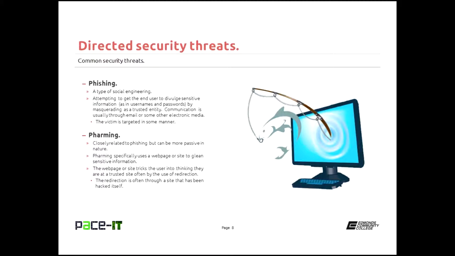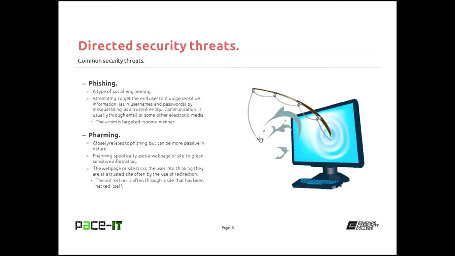Now, let's talk about phishing. Phishing is a type of social engineering. It's attempting to get the end user to divulge sensitive information, as always, by masquerading as a trusted entity. I'm pretty sure all of you have received a phishing email about some banker in England or in Nigeria who has a bank account, and they'd love to transfer you some money. That is a phishing attempt. Now, phishing tends to be that they spread the net wide in the hopes of gathering in a few. Or there can be spear phishing, which is when you are specifically targeted to be a victim.